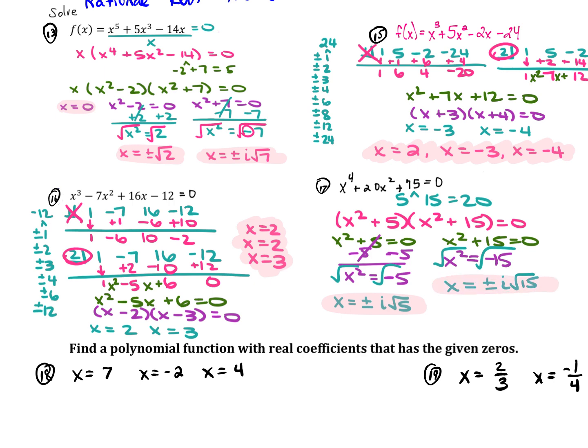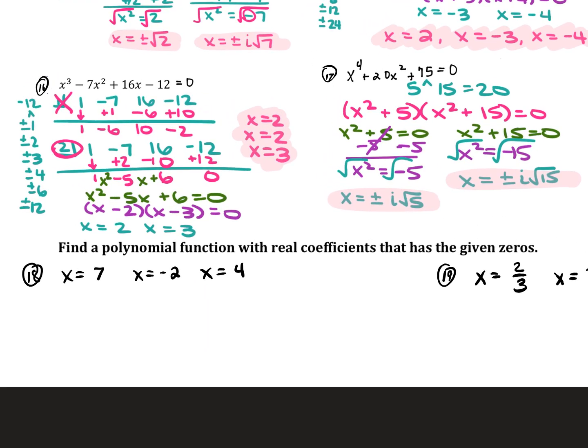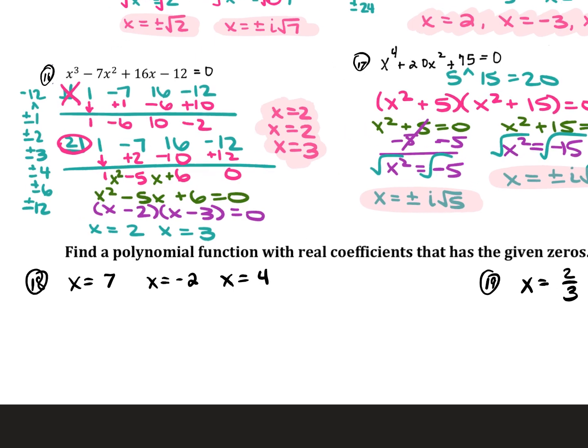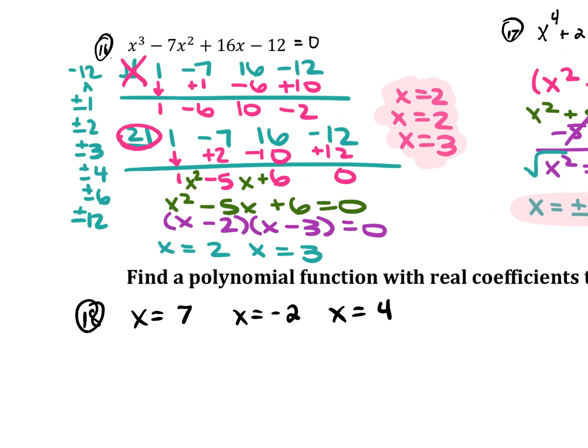For number 18 and 19, finding the polynomial function with the real coefficients that has the given zeros. So for 18, we have that x is equal to 7, x is equal to negative 2, and x is equal to 4. If we solve each of these for 0, we're just going to move the 7 over by subtracting it from each side. So x minus 7 is equal to 0. The x is equal to negative 2. We're going to add the 2 to both sides. So we have x plus 2 is equal to 0. And the x is equal to 4. We're going to subtract the 4 from both sides to get x minus 4 is equal to 0.